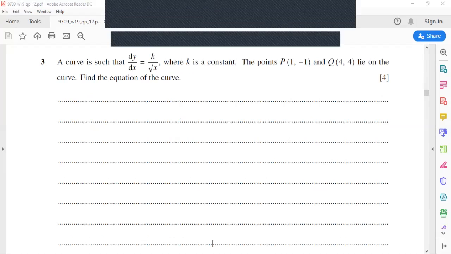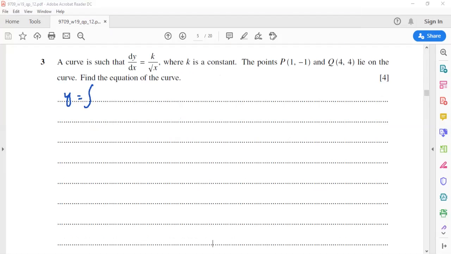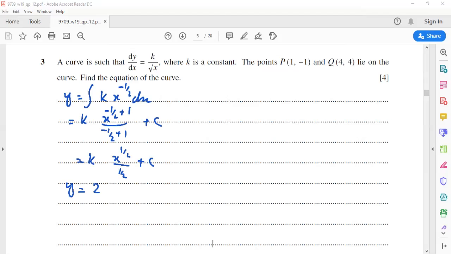So y is equal to k, and this square root x will go up, becomes x to the power minus 1 over 2, dx. So let's simplify it now. k as it is, x to the power minus 1 over 2 plus 1, over minus 1 over 2 plus 1, plus the constant of integration c. So this is x to the power 1 over 2 divided by 1 over 2 plus c. So y is equal to 2k square root x plus c.